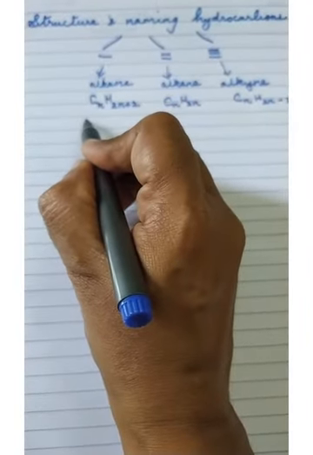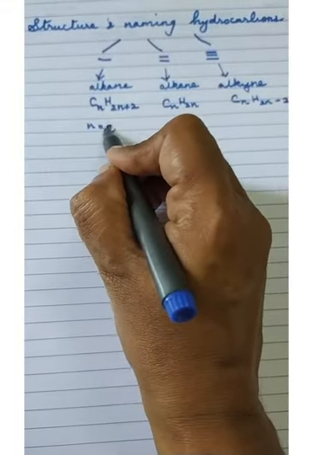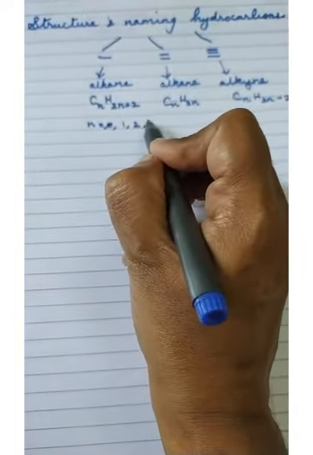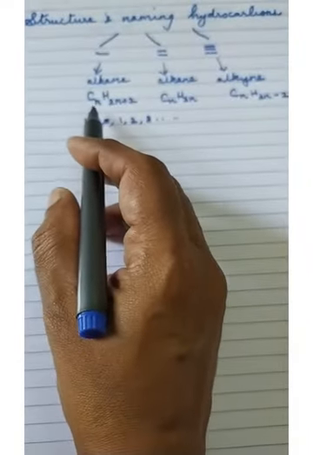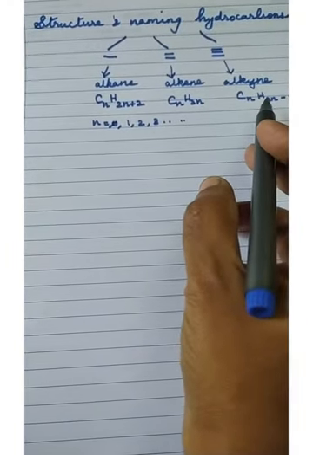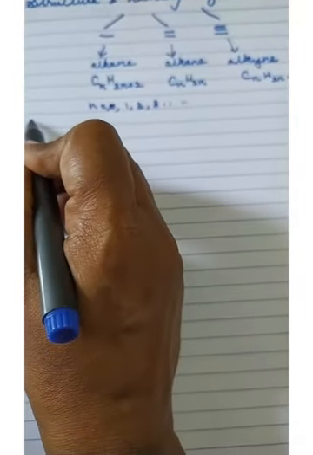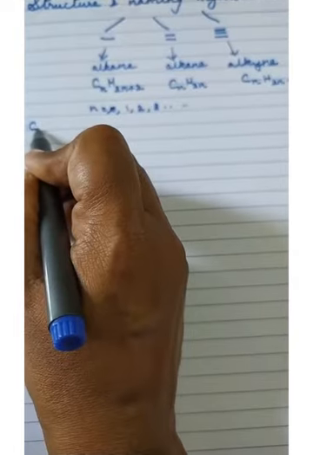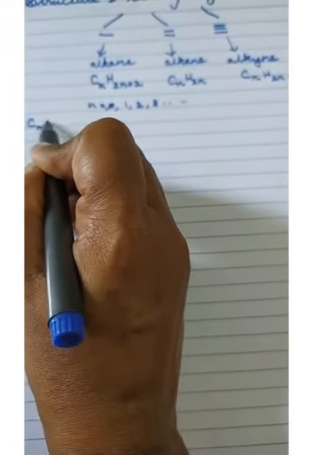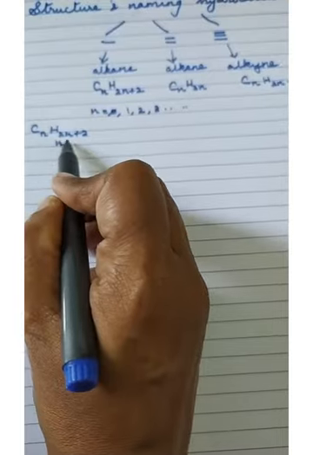Now the n, I have already told you, is merely a number. It is not 0; here we are not using 0. It is 1, 2, 3, etc. So now let us substitute n equal to 1, 2, 3 like that, and we can write the formula and give the name. Now let us take the alkane, CnH2n+2. Here I am going to write the n value equal to 1.